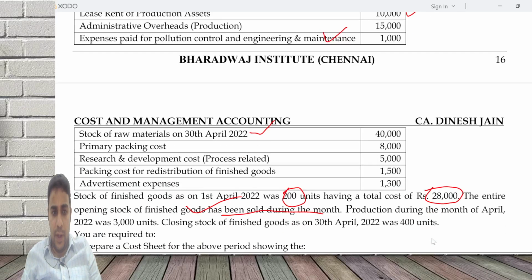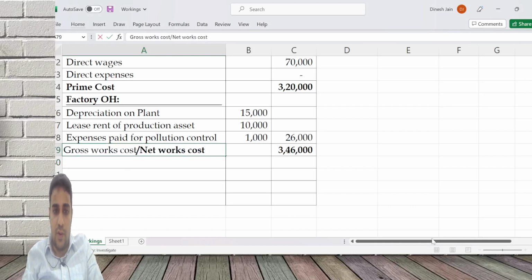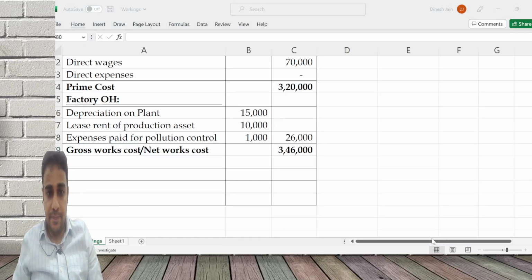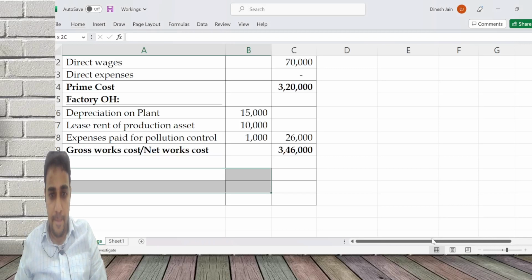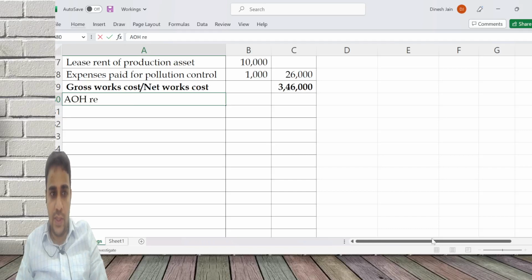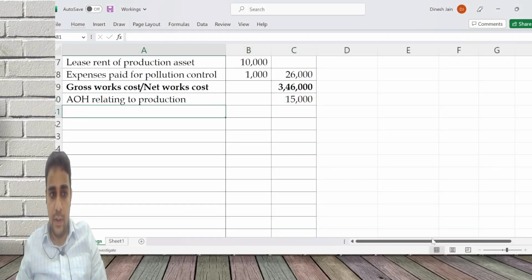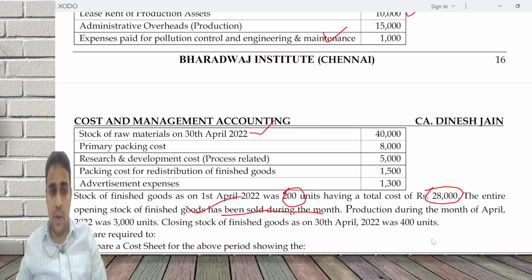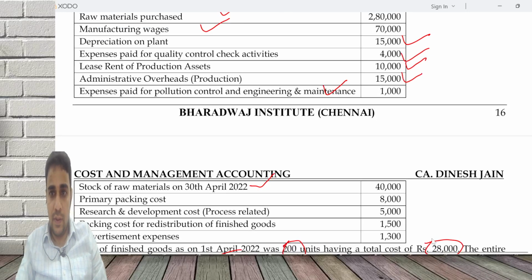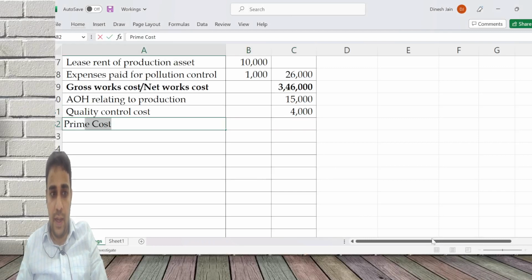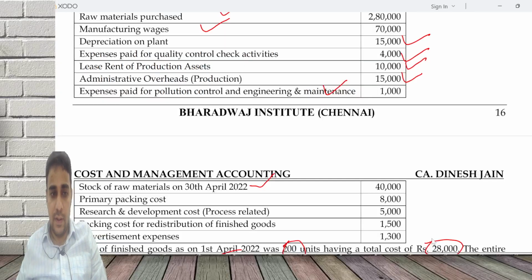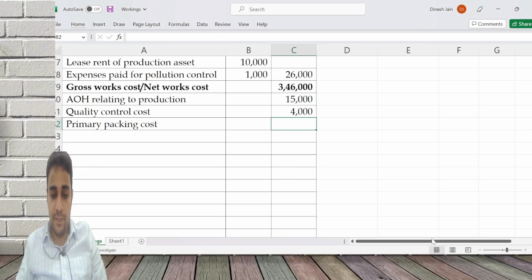I think there is no opening and closing WIP in this question. So this is also called net works cost. And then we have those 5 line items. AOH relating to production, administrative overhead relating to production, 15,000. Quality control cost, 4,000. Primary packing cost, 8,000. Research and development cost, 5,000. The 5th line item is scrap recoveries, which is not there, so I'm not writing it.